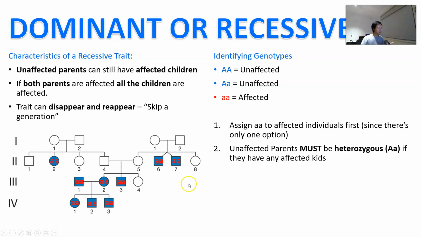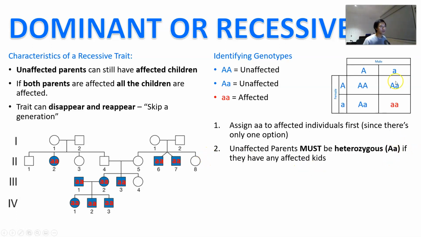Now, if parents are unaffected, but they have affected kids, the parents must be heterozygous, right? They have to have a lowercase a, right? Why? Because this is the only possible Punnett square you can get where you have unaffected parents with affected kids, right? And so because of that, parents must be this particular genotype. So you can go ahead and fill out this individual here, here, here, here, here, and here, right? All must be heterozygous, okay?